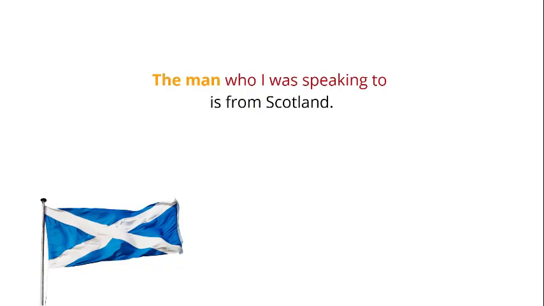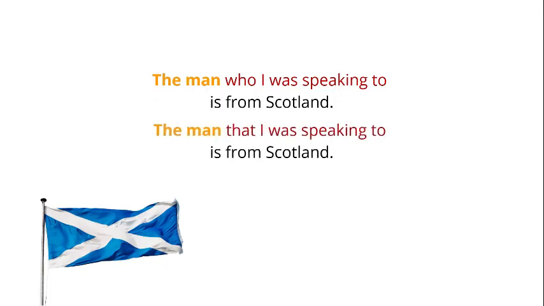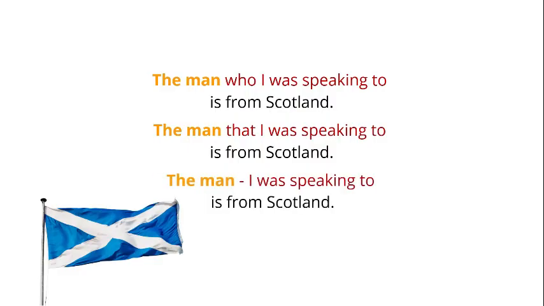The man who I was speaking to is from Scotland. And again, the man that I was speaking to is from Scotland. But in this one we have an extra option. The man I was speaking to is from Scotland. So why is it that in the previous sentence we had two options, who or that, but in this sentence we have the extra option of removing that and just saying the man I was speaking to is from Scotland?